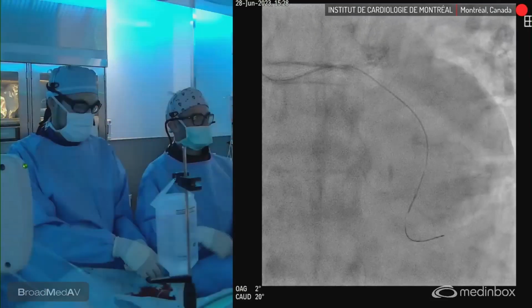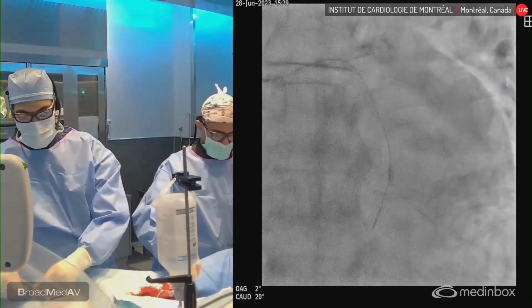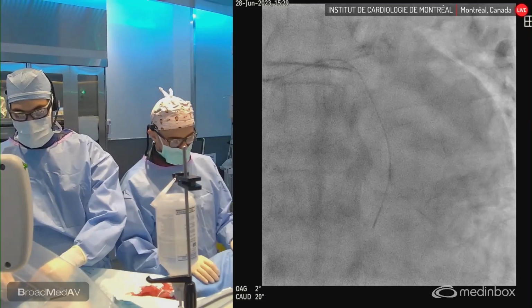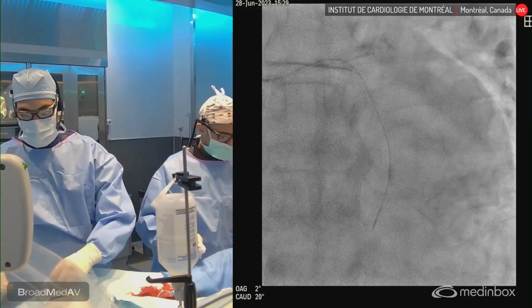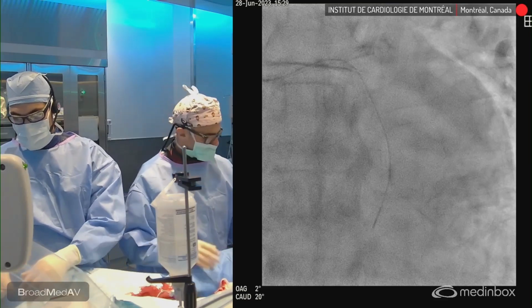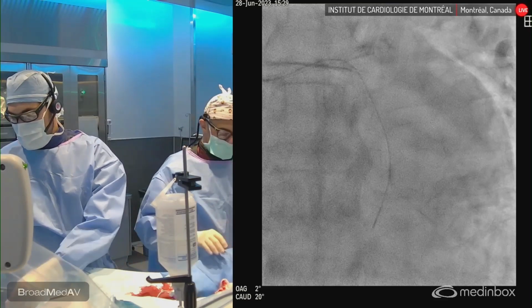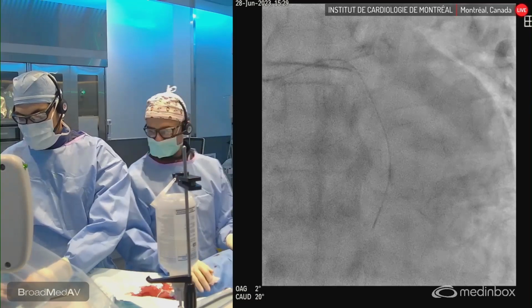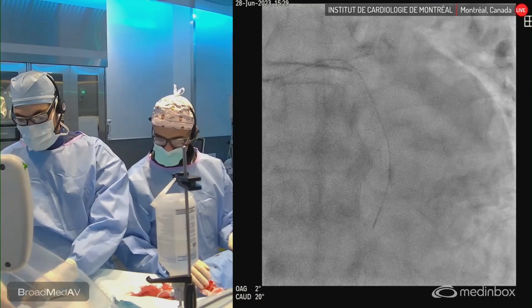Okay, we're gonna remove the wire. Have the Corsair in place. Sometimes it's safe. If we use the run through here a lot, and depending where the wire is parked, we're not going to get perforations. So we don't necessarily need trapping.